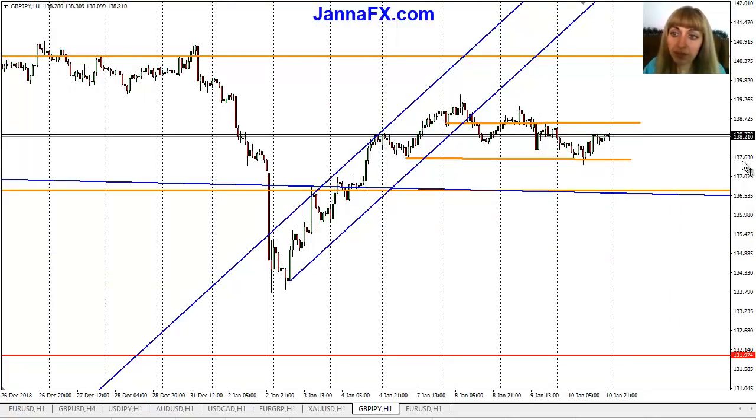Pound dollar, as you can see, started to just sit in our channel, but there is nothing. Maybe it will create a shoulder or something else, but right now there is nothing else. For me, it would be just waiting time between these two levels.